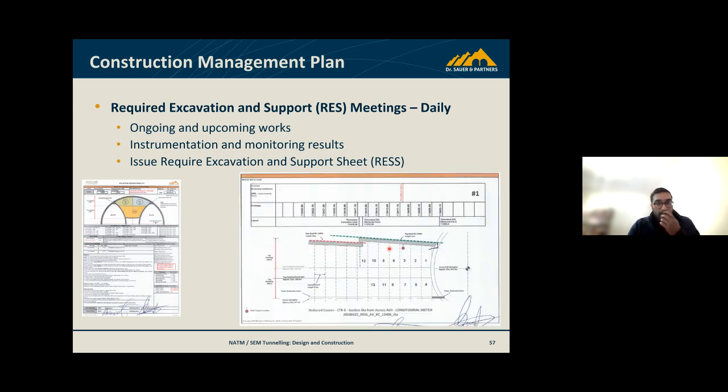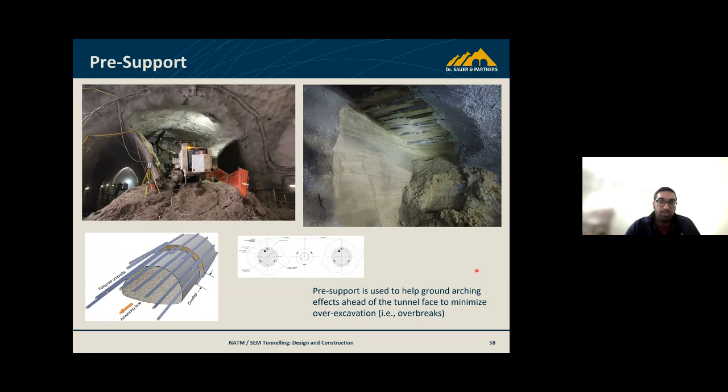These are other examples of the RES sheets and items that you have on them. Obviously, the area that you're tunneling at the time, and then pre-support measures, excavation numbers or sequence numbers, and things like that, to make sure everyone's aware of what's coming up in the coming days, weeks, months, whatever. Pre-support, these are some really good photos and some good depiction of the pre-support elements in the crown used for the mine stations on Eglinton.